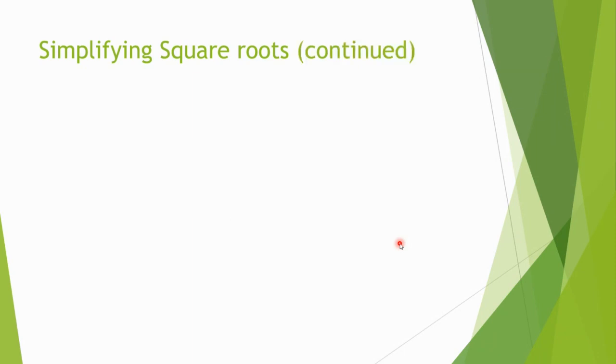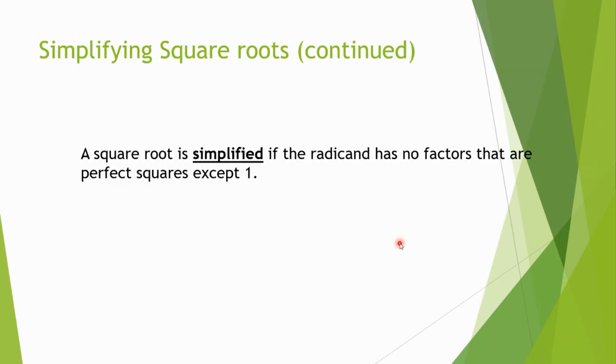Okay. Now, I want to get to simplifying square roots. But what does it mean for a square root to be simplified? Well, that's what this tells us. The radicand, remember, is what you're taking the square root of. So the radicand cannot have any factors that are perfect squares except 1. I mean, 1's going to be a factor of every number, so you can't get around that. But if 1 is the only factor that's a perfect square, then the square root is simplified.